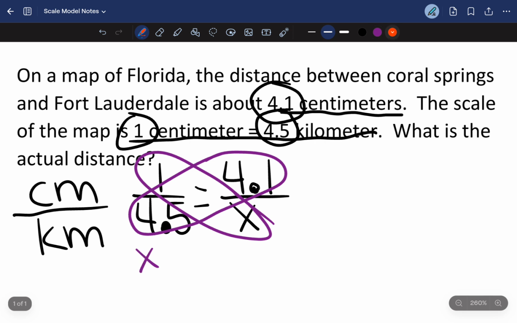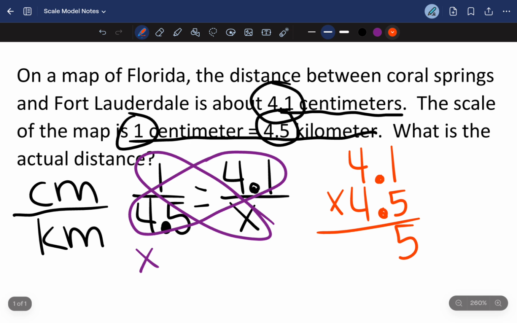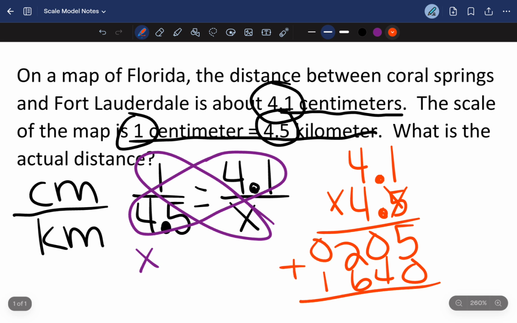So I'm going to use the space off to the side to multiply. I'm going to do 4.1 times 4.5, and I'm just going to multiply like normal. So 1 times 5 is 5. 5 times 4 is 20. I'm going to add a 0. 4 times 1 is 4. And then 4 times 4 is 16. So I'm going to fill in my empty space with a 0 and add like normal. So 5 plus 0 is 5. 0 plus 4 is 4. 2 plus 6 is 8. And then 0 plus 1 is 1.